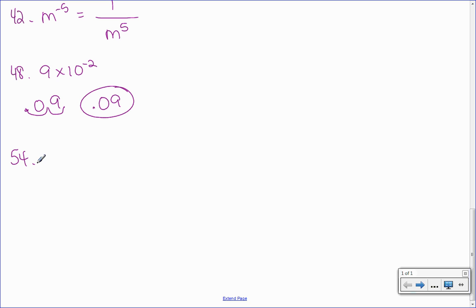Number 54, 0.000561. We want to write that in scientific notation. So we'll move the decimal 1, 2, 3, 4 times so that it's right past the 5. Since 5.61 is between 1 and 10. And since this is a small number, we move 4 places. That's a negative 4 for the exponent.